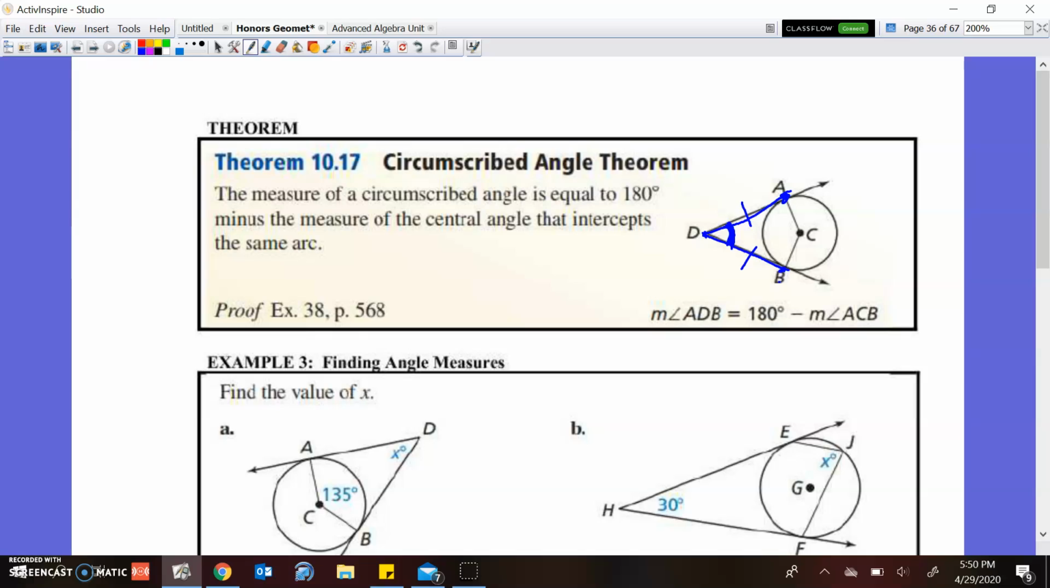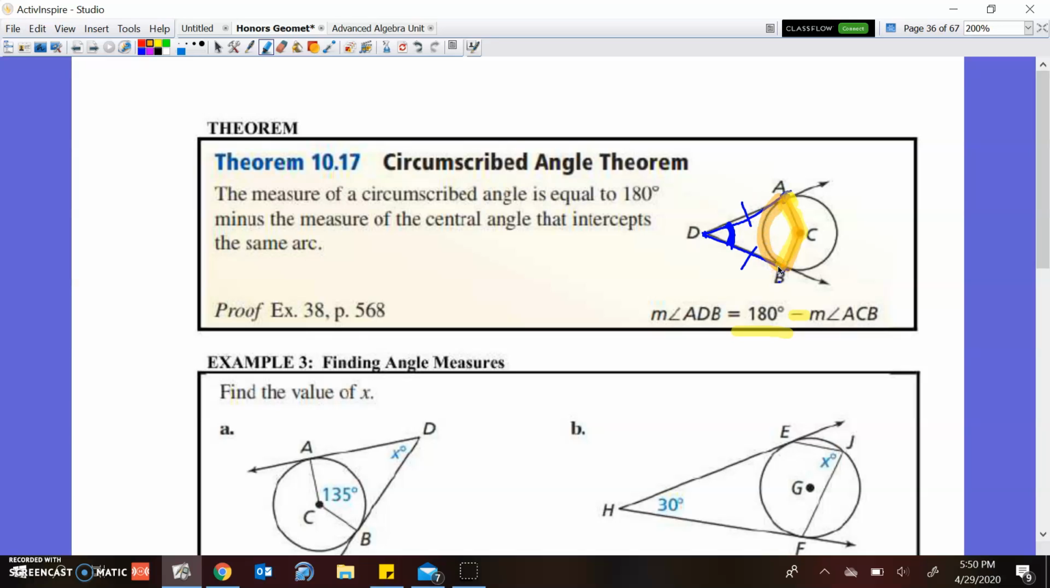This is equal to, the measure of angle D there is equal to 180 minus the measure of the central angle that intercepts the same arc. Whew, lots of stuff going on there. So the measure of angle ADB is equal to 180 minus the measure of angle ACB, this central angle here. Now not to throw too much at everyone, but remember that if we know the central angle, that is the same as that arc that it intercepts.